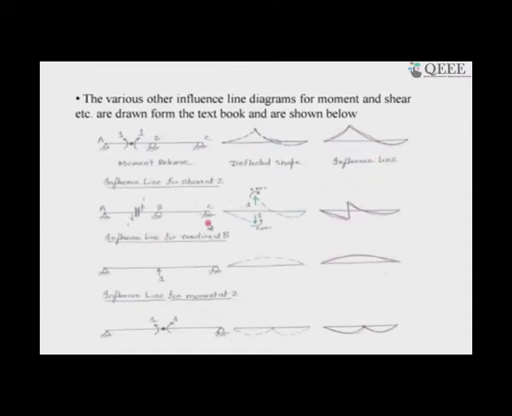For shear capacity also, we are allowing the shear to happen, but we are not allowing any bending moment to happen. That is why if they are placed apart, a moment will act. But this deflected shape will give you the influence line diagram.